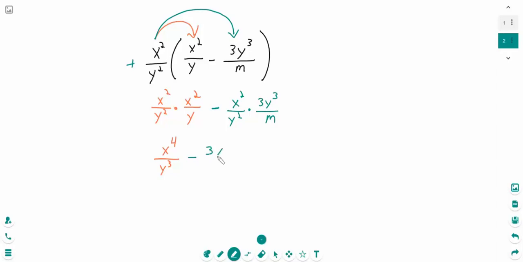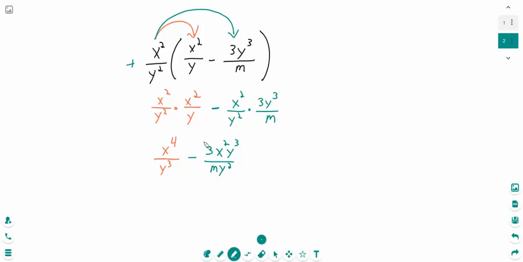Well, that's going to be a 3x squared y to the third, right? And then in the denominator, I have a y squared times n. If I put that in alphabetical order, we'll write it as m times y squared, right? Very good.